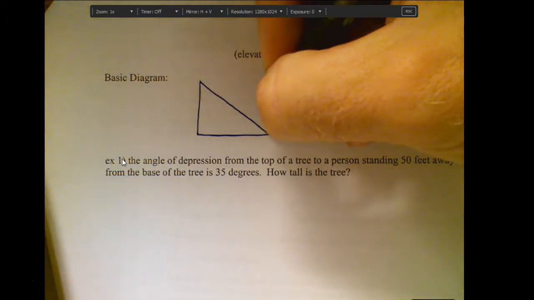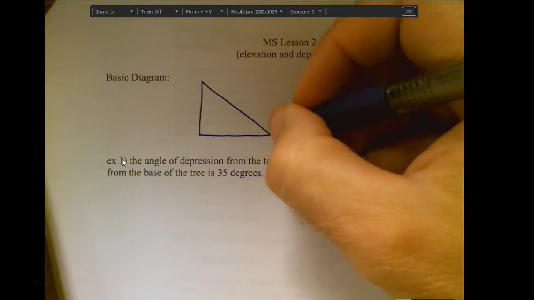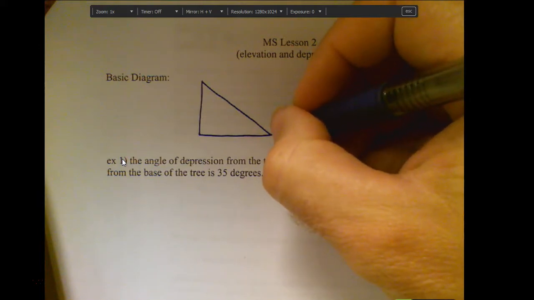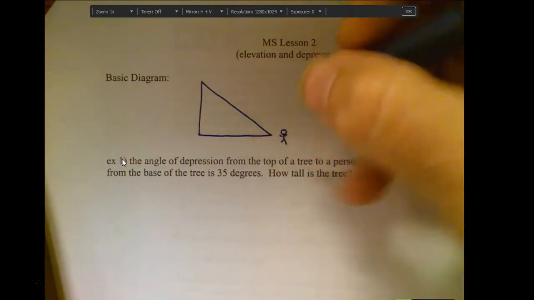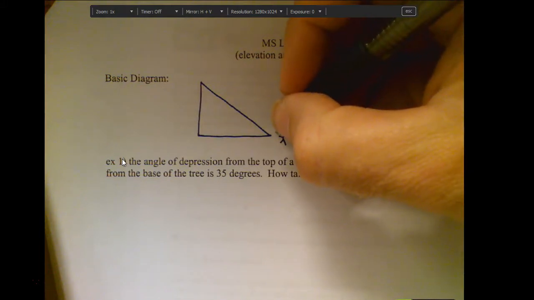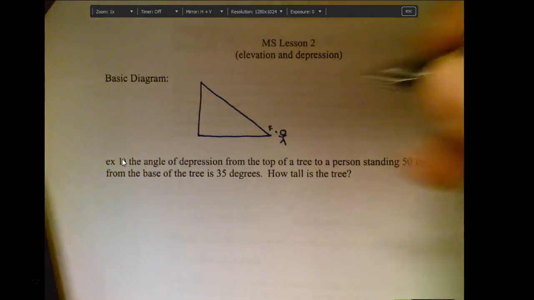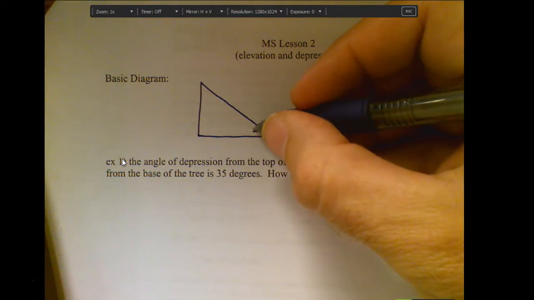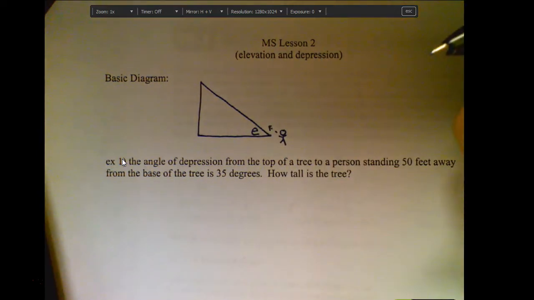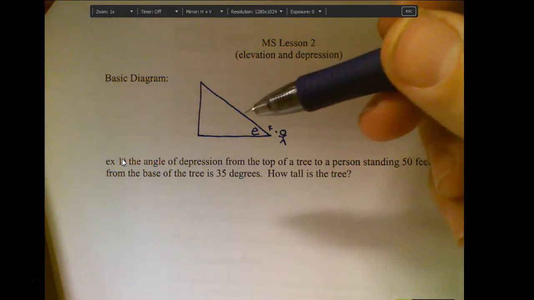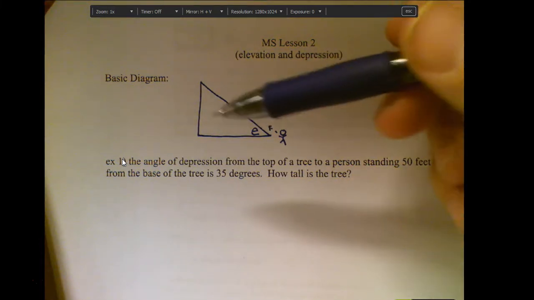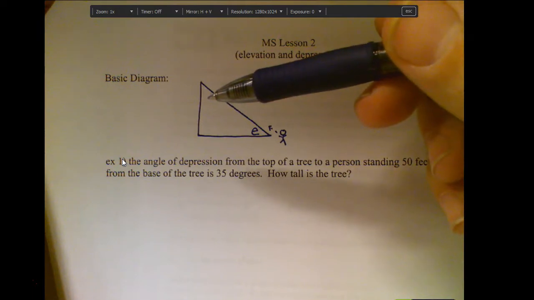Elevation seems to be the one that makes the most sense to people. If you were standing right here, so that's you, looking up, then we can see this as the angle of elevation. And that one seems to make the most sense. It's the angle of depression that, if anything, people might get wrong. So oftentimes people really want to put the angle of depression right there.